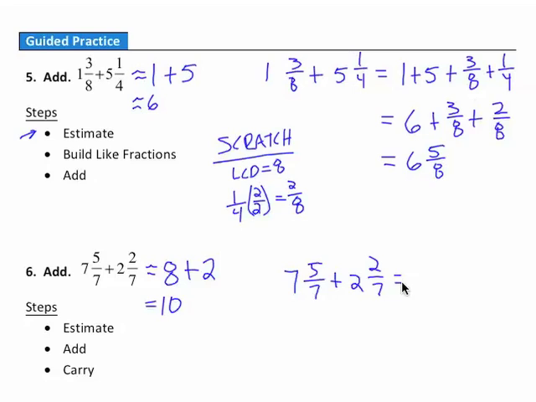Now let's take a look at the actual answer. Well, I can add the whole numbers together. 7 plus 2 is 9. And these fractions are actually like fractions, so I can add those together. 5/7 plus 2 more 7ths is going to give me 7/7. Well, 7/7 is equal to 1, so really what I have here is 9 plus 1 more, so I get a final simplified answer of 10, and we go back and check that with our estimate. Our estimate was 10, so we're confident in this answer.